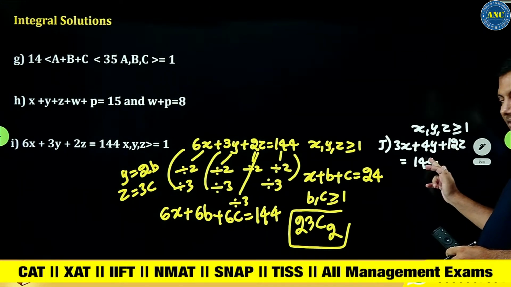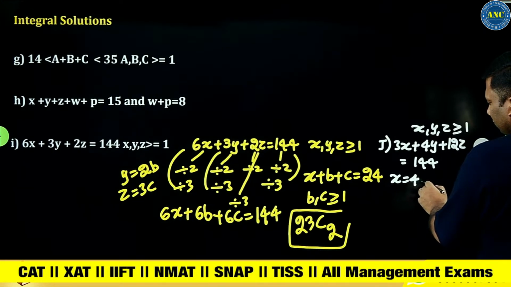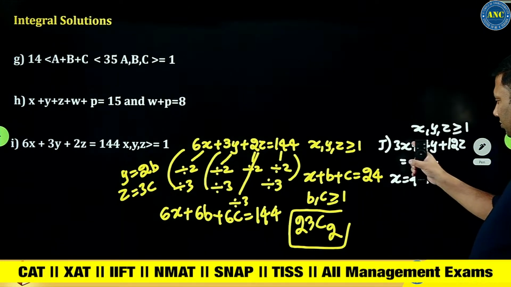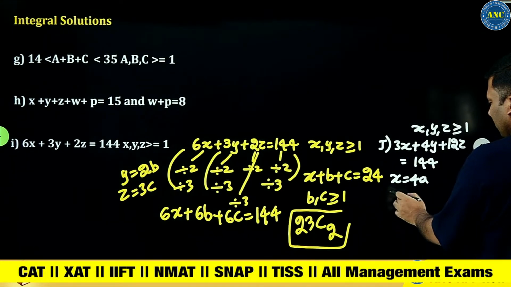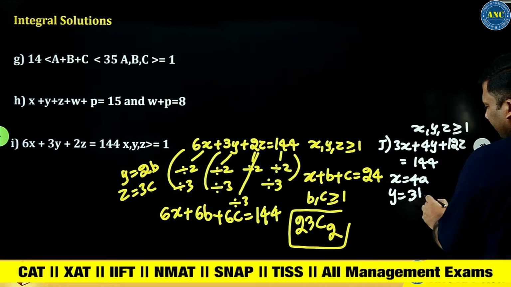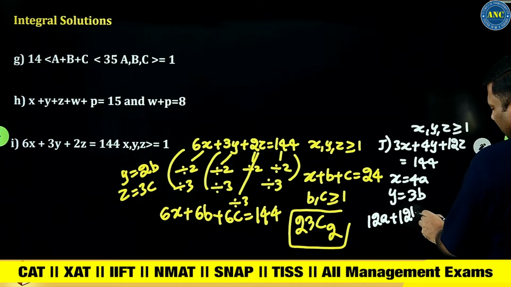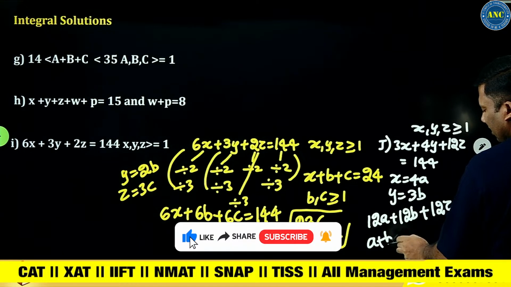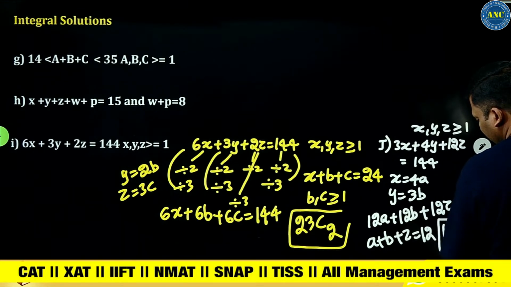Divisible by 4, divisible by 4. x will be divisible by 4. Divisible by 3, divisible by 3. 144 is divisible by 3. y is 3b. So it is 12a plus 12b plus 12z is 144. a plus b plus z is 12. 12 means the answer for this question is 11C2.